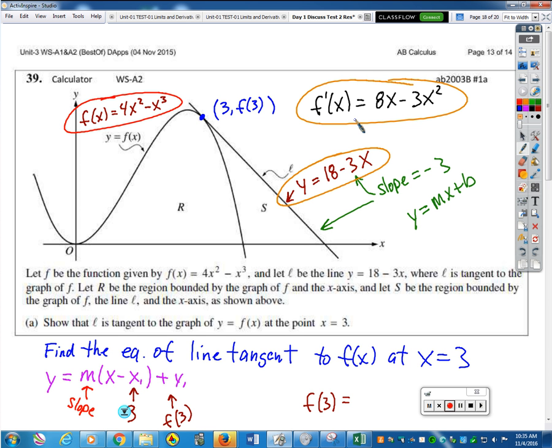The slope of that line is negative 3. That's found with the derivative. The derivative finds the slope. I'm just wondering where the 18 comes from. We're coming up to that. Sorry, Chance, I gotta hurry just a little bit.